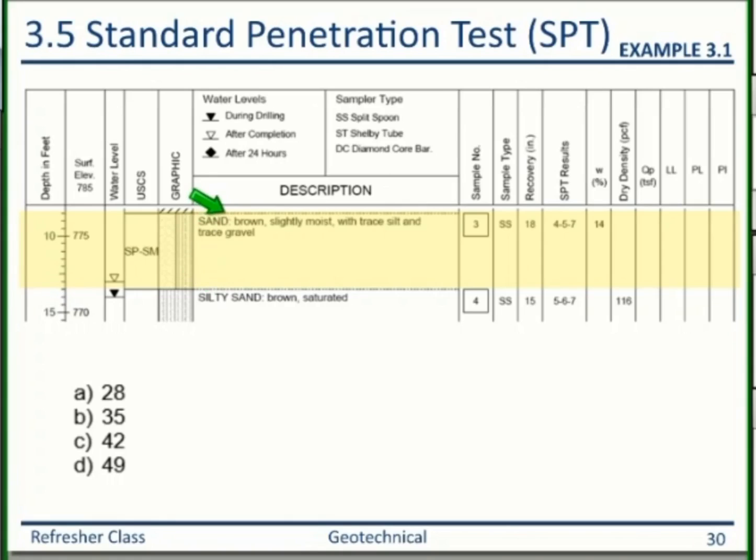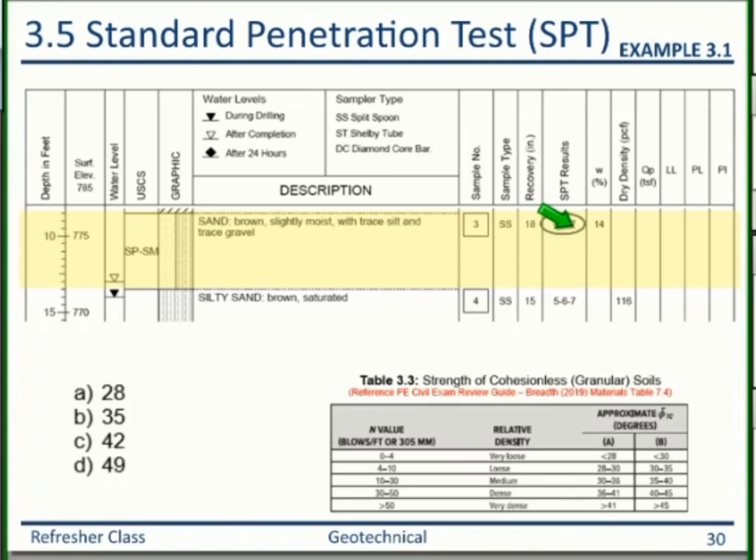When you look at the layer of sand, the N value is given here. Therefore, based upon this, N value is 12, 5 plus 7. So if you look at table 3.3, that will give the strength of the cohesionless soil. Sand is a cohesionless soil or granular soil. So for the N value of 12, which lies here, your friction angle varies from 30 to 40. Therefore 28 cannot be the answer because this is less than 30. 42 cannot be the answer because this is more than 40. 49 is greater than 40, therefore the only answer is 35.